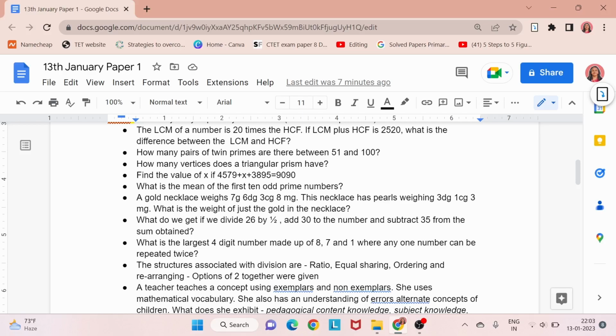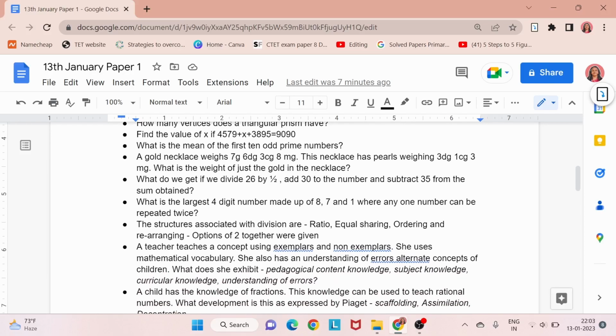What do we get if we divide 26 by half, add 30 to the number, and subtract 35 from this? It was as simple as this. What is the largest four-digit number which can be made up of 8, 7, and 1, where any one number can be repeated twice?